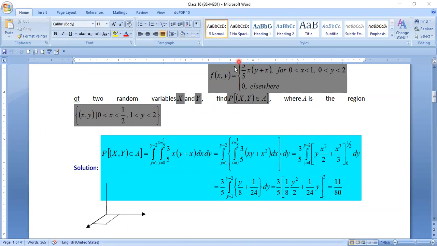Now they are writing that they somehow made a mistake in the calculation. So you have got a function in terms of y, and that function can definitely be integrated with respect to y. So we have integrated this, and ultimately the result will come out as 11 by 80.